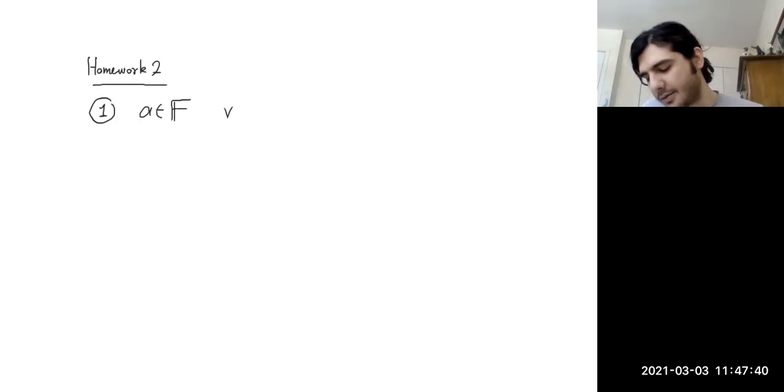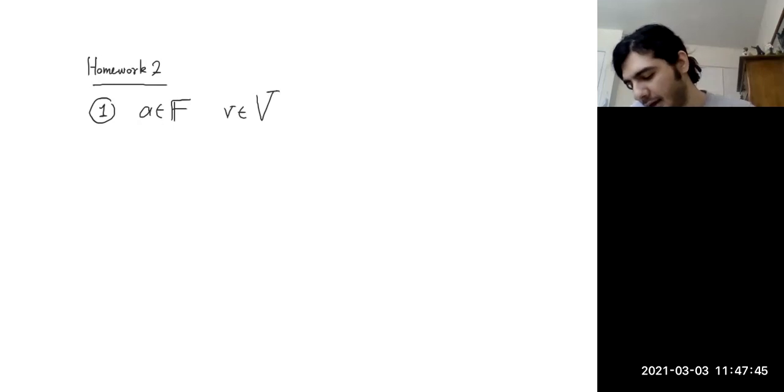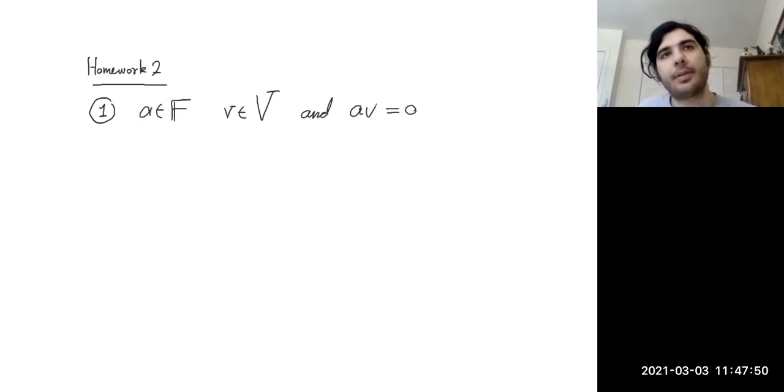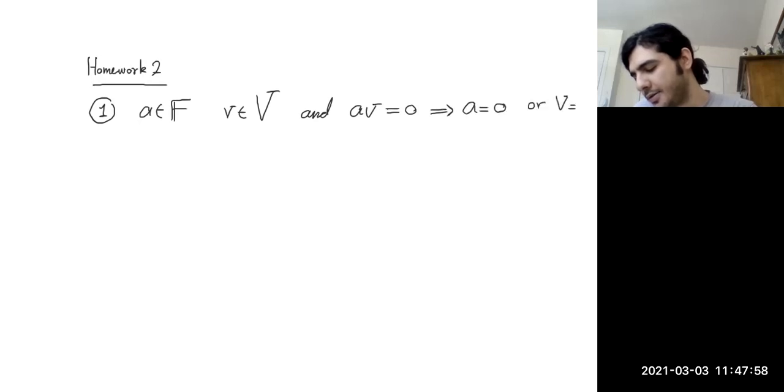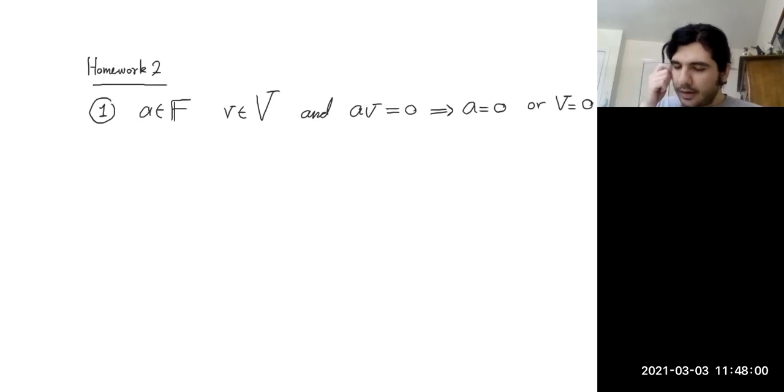So if you look at the first question which you solved, the first question was this: if A is an element in a field and V is a vector inside a vector space, V, and if we have AV is equal to 0, then prove either A is 0 or V is 0. Now, it's interesting because there are a few different points which are important here.